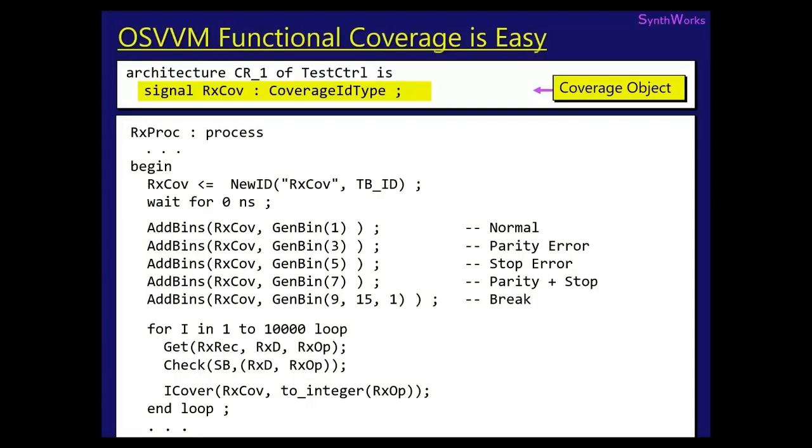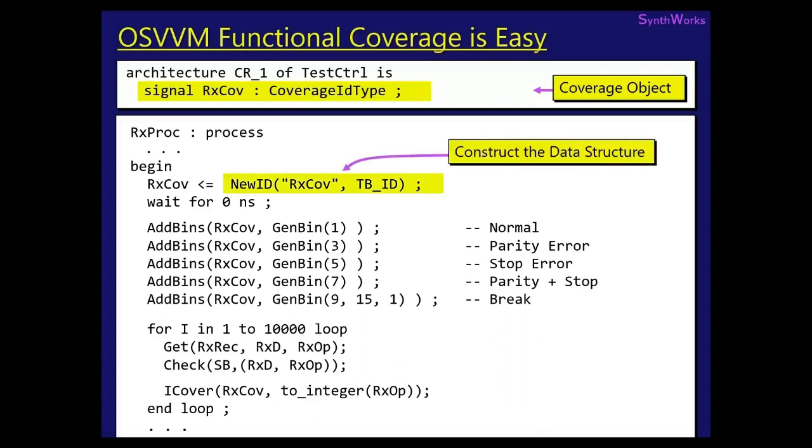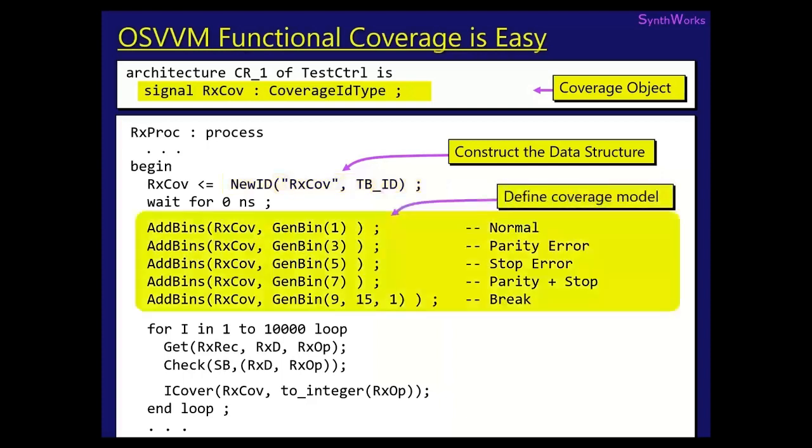All right, functional coverage with OSVVM is easy. I did this originally as a prototype to see what we were going to do next in VHDL. Turned out to be good enough that there was no reason to do anything more in VHDL. So step 1, create our coverage object. Again, it's a singleton. We then construct the data structure here. So this is constructing the shell of our data object that we can build things into, and then we define our coverage model with add bins and gen bin.